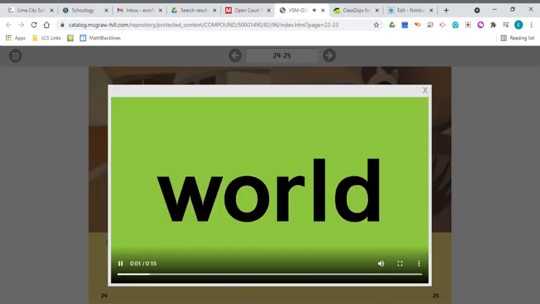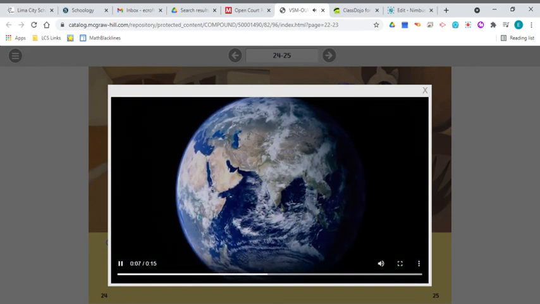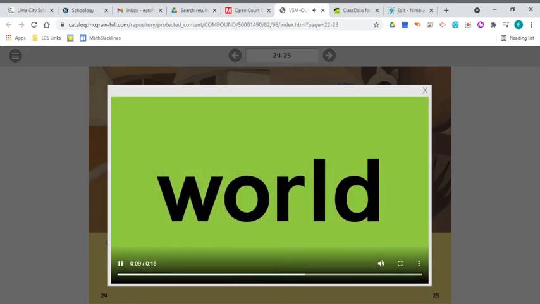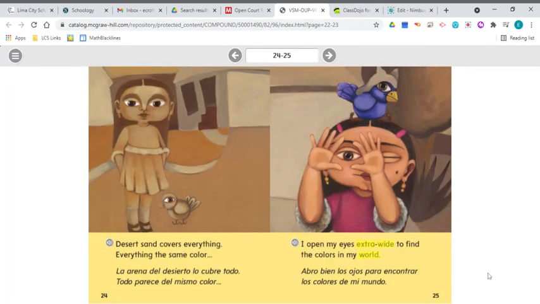World. An area in which one lives. Earth is the world where we all live. World. All right, so world is the area that we live. Earth is our world. Did you hear me say the word mundo a lot of times? Because mundo means world in Spanish. So you heard me say in de mi mundo, it means in my world.